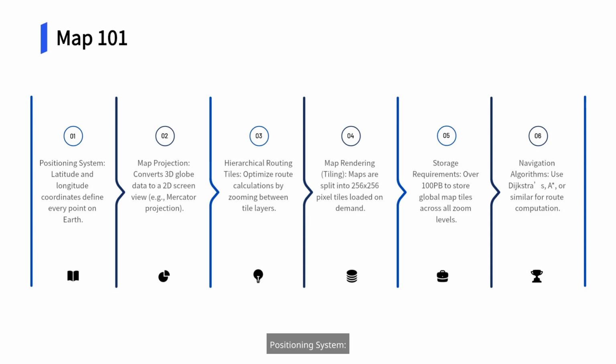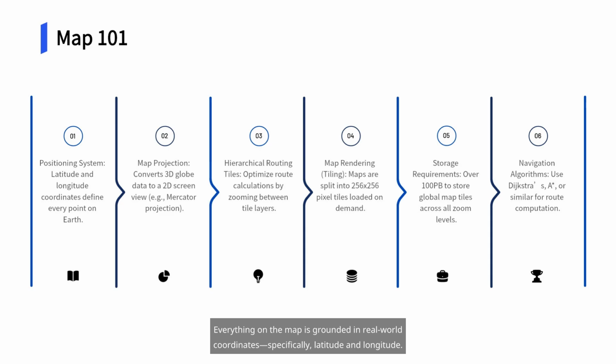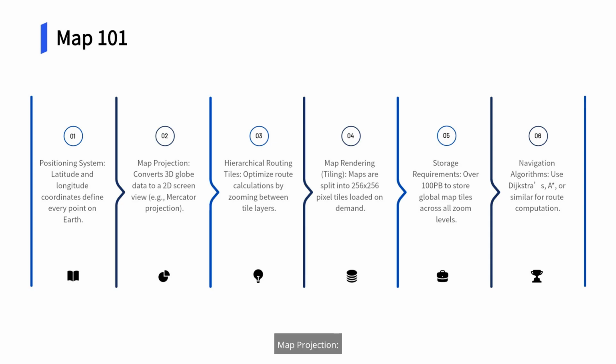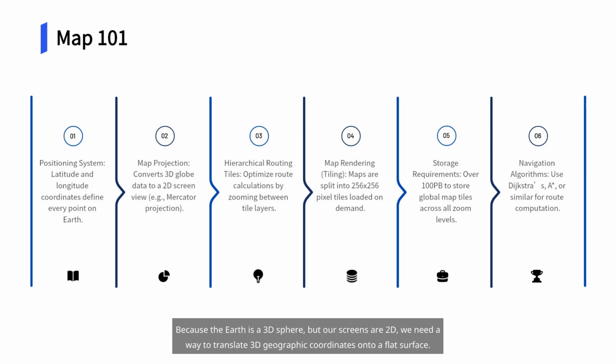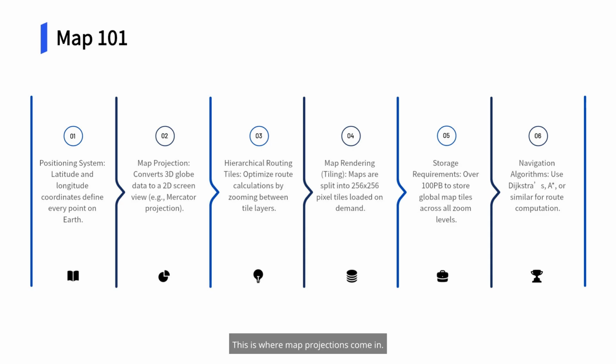Positioning system. Everything on the map is grounded in real-world coordinates, specifically latitude and longitude. These two values represent a point on the Earth's surface, allowing us to pinpoint and track locations globally. Map projection. Because the Earth is a 3D sphere, but our screens are 2D, we need a way to translate 3D geographic coordinates onto a flat surface. This is where map projections come in.